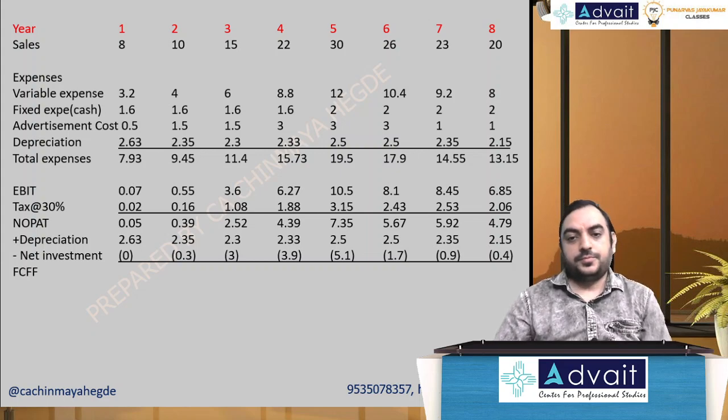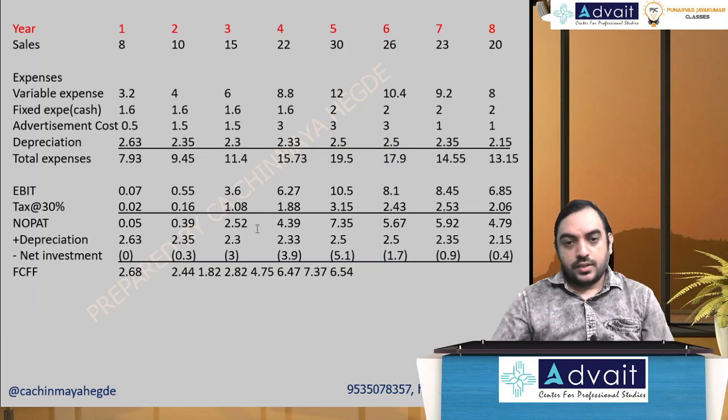FCFF. So 0.05 plus 2.63 means 2.68. Then 2.44, 1.82, 2.82, 4.75, 6.47, 7.37, 6.54.